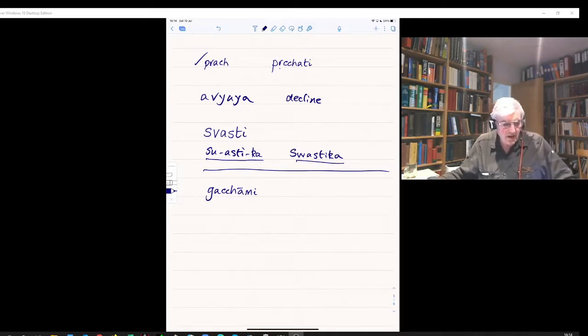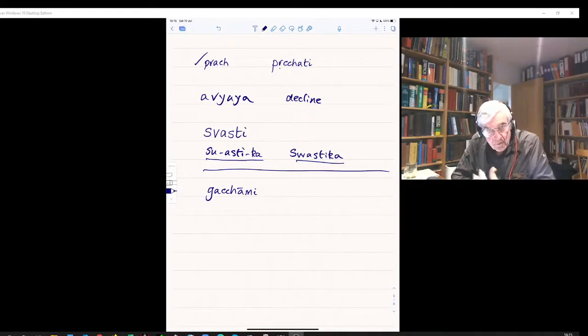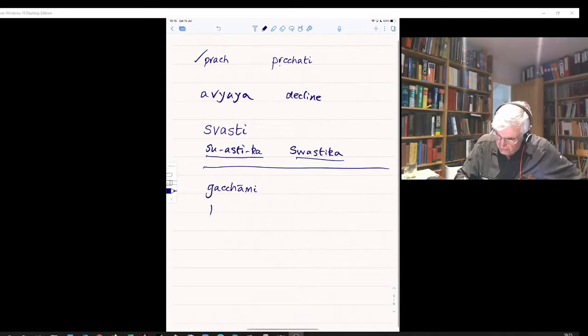So he asks and I go. This is now an example of the cha being an enclitic, that means tacked onto the end of the word that it joins. In English, he asks and I go. In Sanskrit, you say prichati gachami cha. Literally, he asks, I go, and. So, prichati gachami cha.